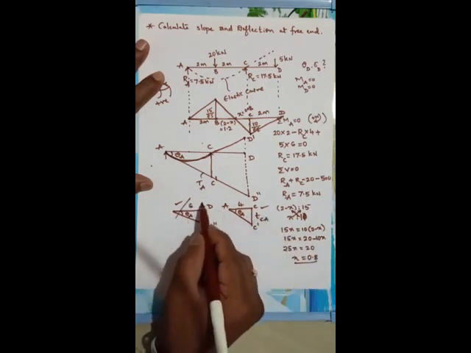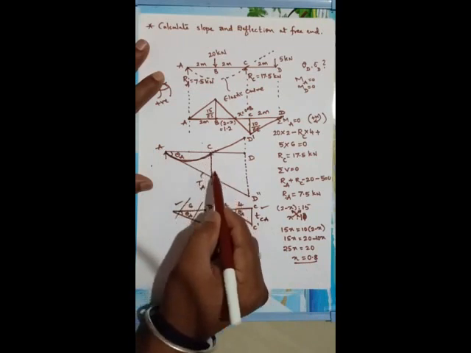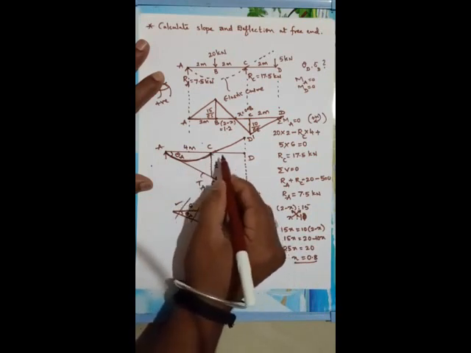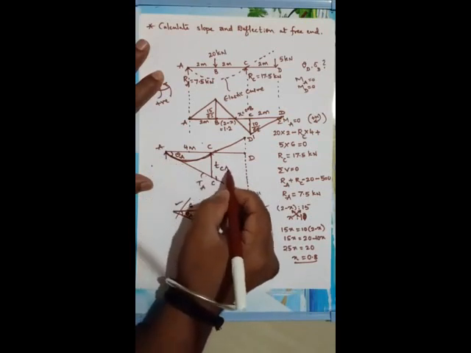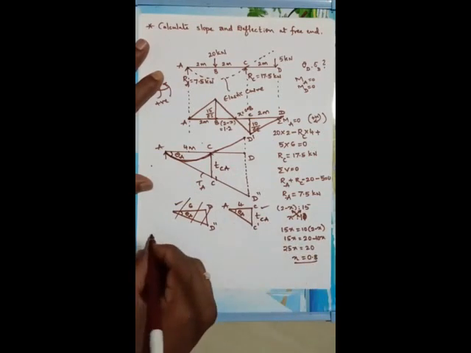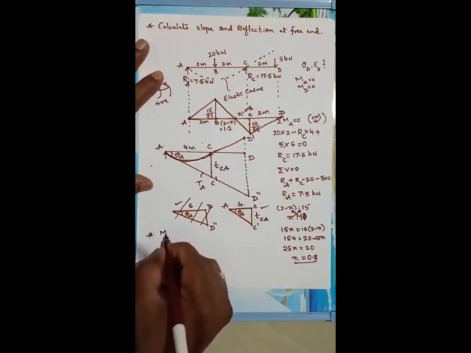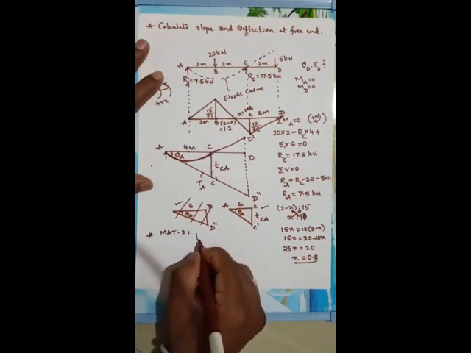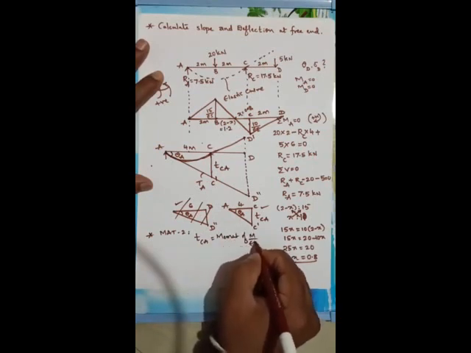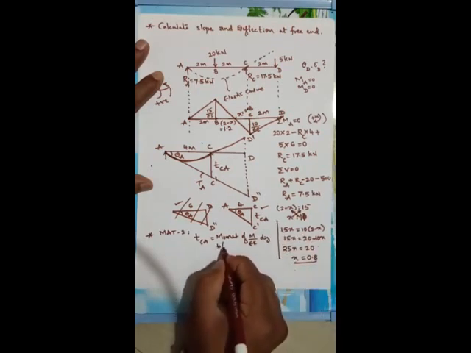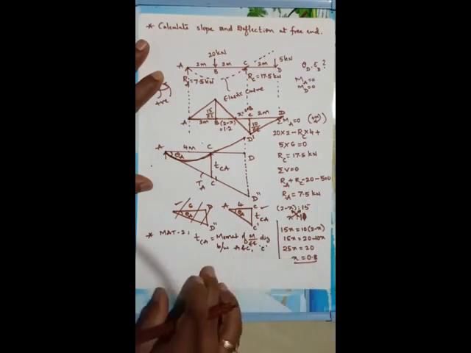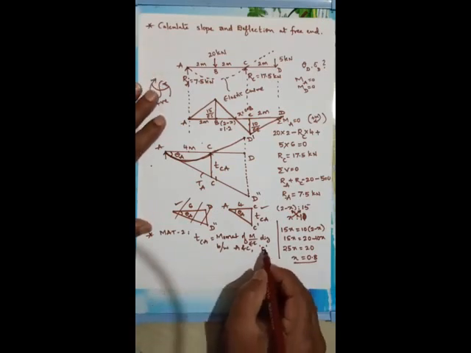Consider this triangle A C C dash, this is 4 meters. So what is this height? This is the tangential deviation of point C with respect to the tangent drawn at A, is it correct? Here, if I find this T C A, that is nothing but, according to moment area theorem 2, the moment of the M by EI diagram between A and C, and the moment is taken about point C where the deflection is required, correct?